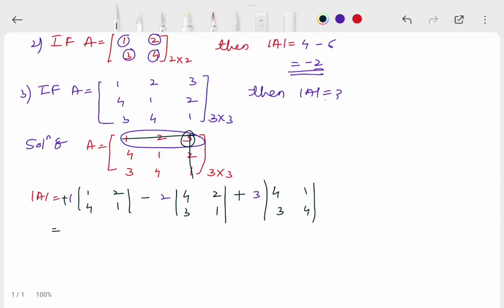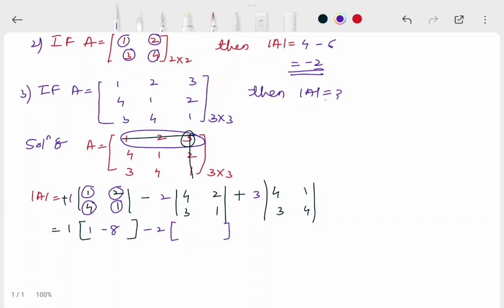Now we know how to solve the 2 by 2 matrix. The method of solving a 2 by 2 matrix is multiply the top left number by the bottom right number. So 1 ones are 1. Give the minus sign. Multiply the top right number to the bottom left number. 2 4s are 8. Minus 2.